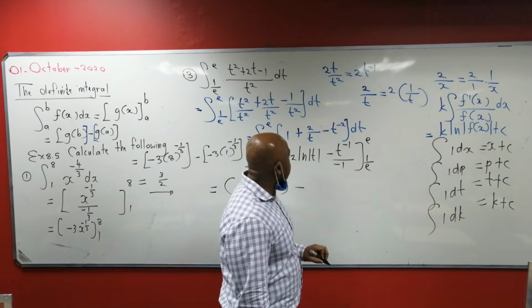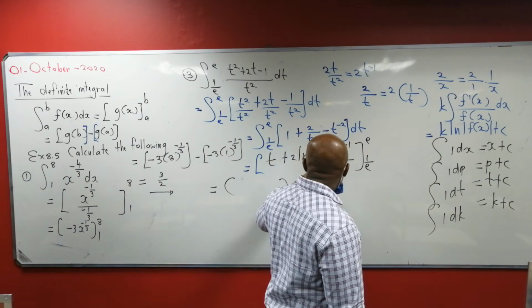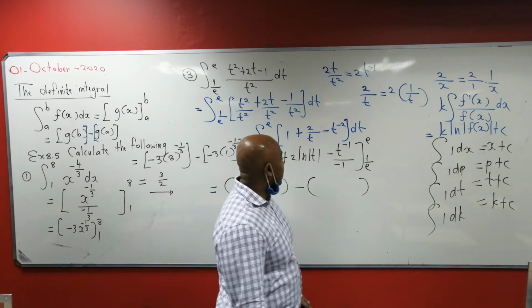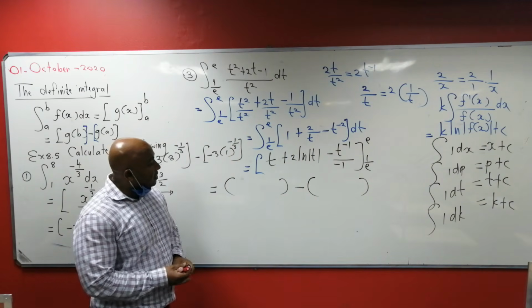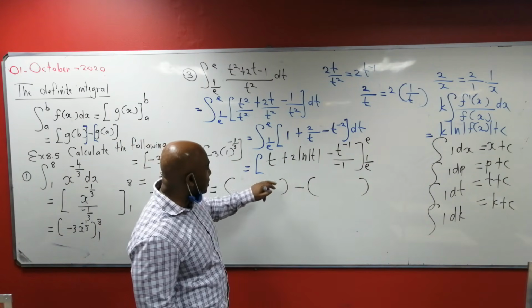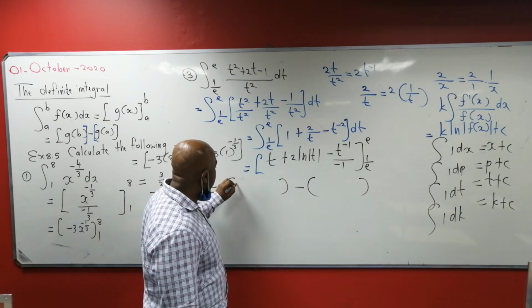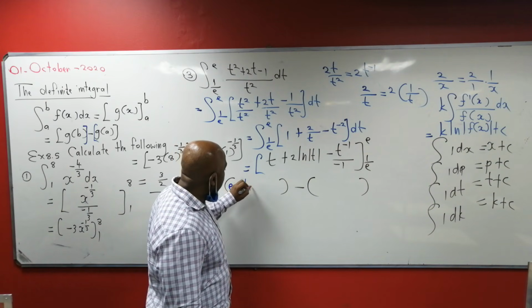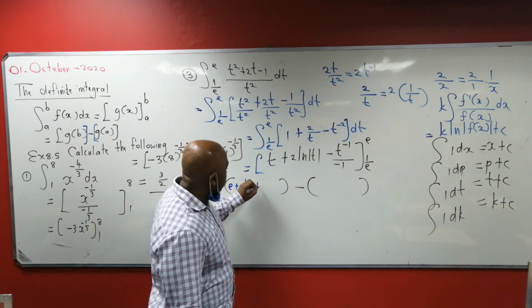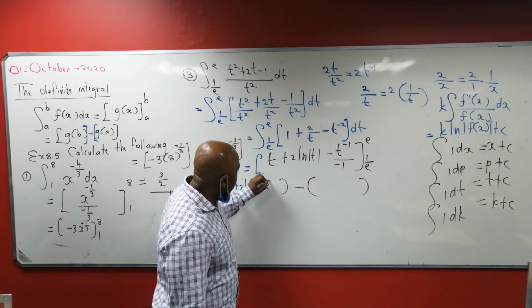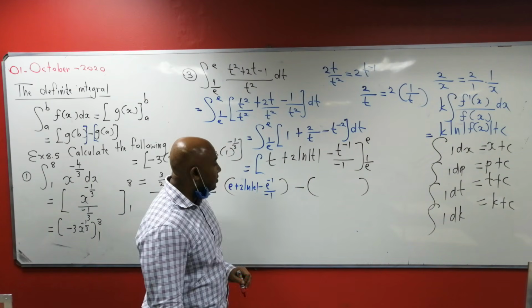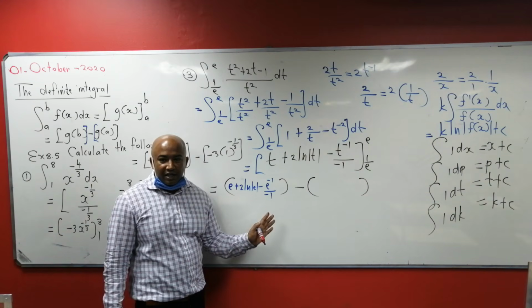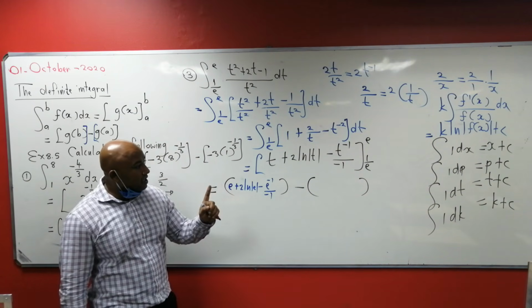Put a minus sign, and then substitute 1 over e. So let me just do that. What I'm going to do is just show the substitution. I'm putting e plus 2 ln e minus e to the power minus 1 over minus 1, which can be simplified but unnecessary.